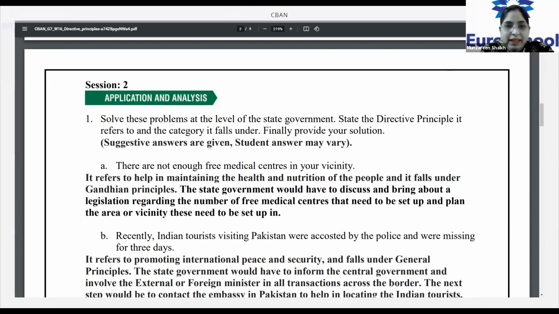Now I'm reading it and let's understand. Solve these problems at the level of state government. State the directive principle it refers to and the category it falls under. Which directive principle that problem refers to, you have to state that, and you have to state the category also. After doing that, you'll have to give me the solution. Finally, you'll have to provide the solution to that particular problem.